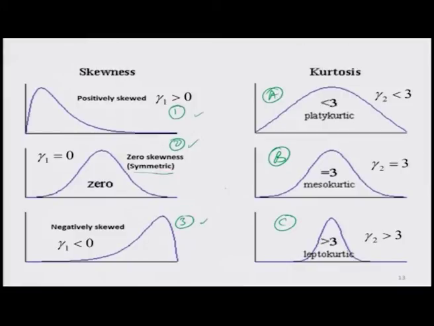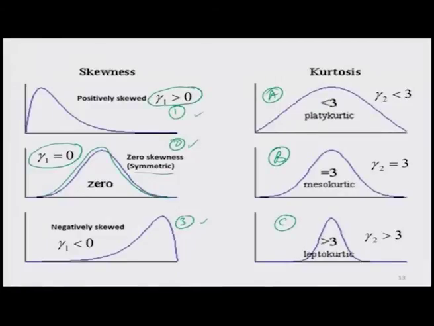First we try to look into figure number 2. Here the curve is symmetric. So, in that case, if we try to compute the value of gamma 1, this will come out to be 0. So, any value of gamma 1 close to 0 will indicate that the distribution of the data is symmetric or say nearly symmetric.